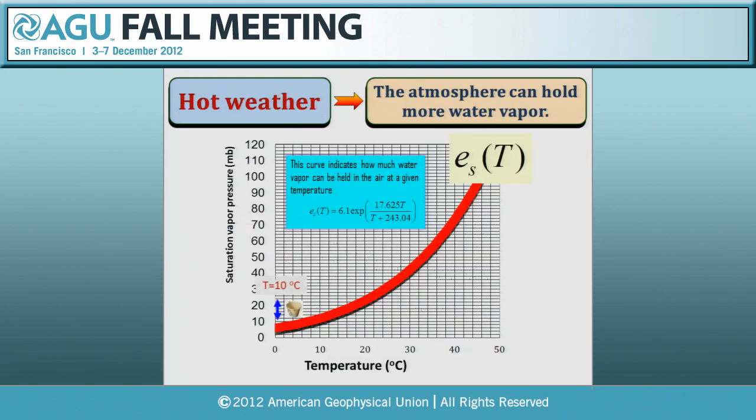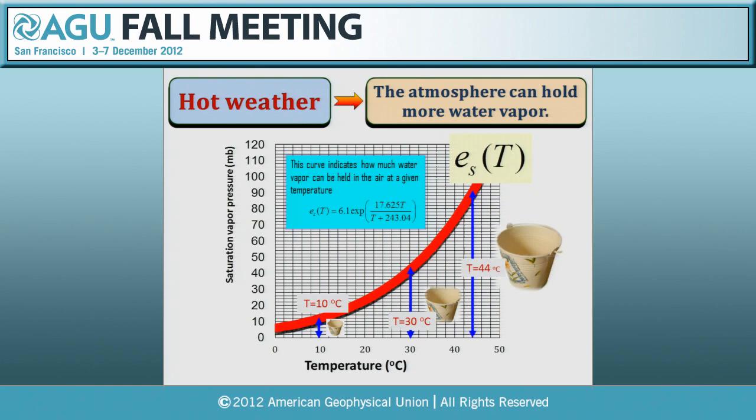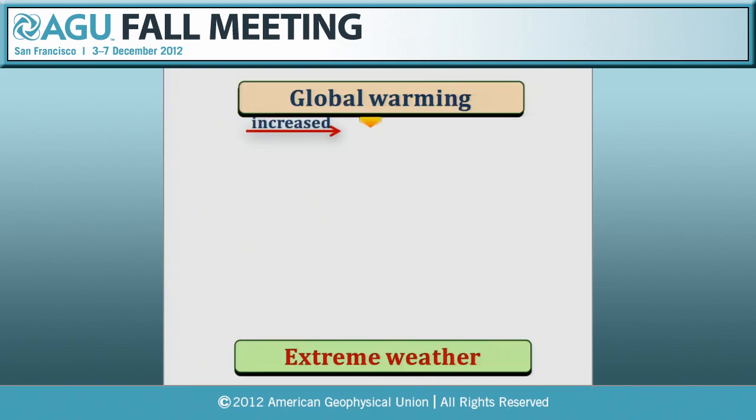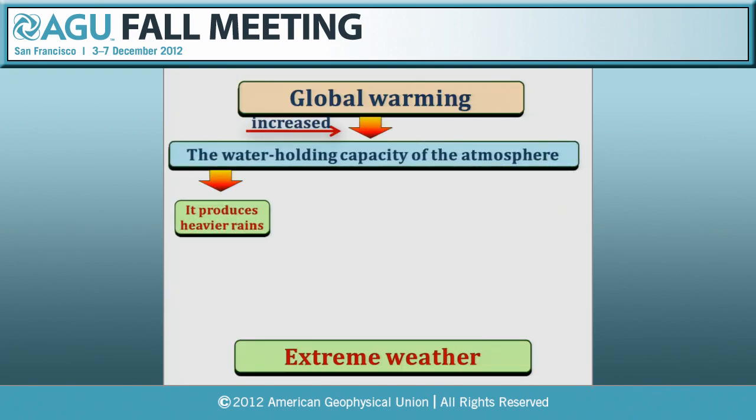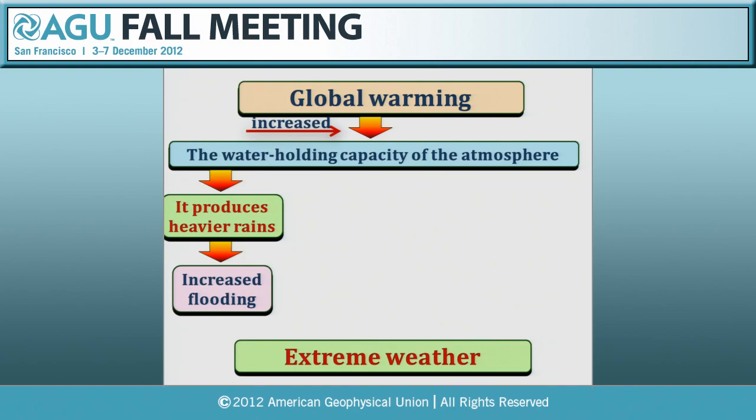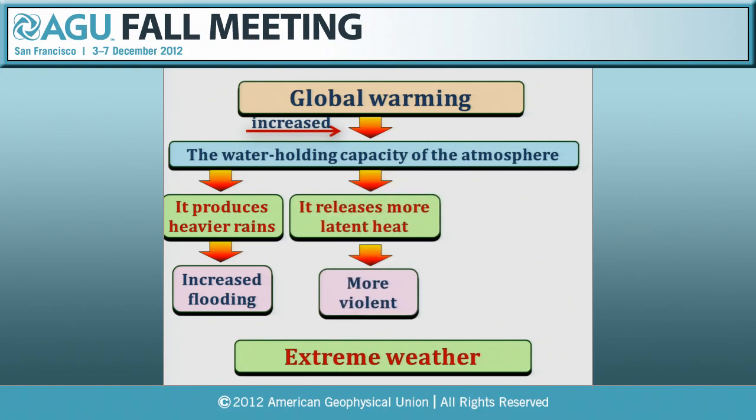So the atmosphere can hold more water vapor in hot weather. It's just like a large bucket can hold and dump more water. So hot weather, a warming climate, has a potential to produce heavy rain that increases flooding. And also, the more water vapor condensed into liquid water, the more latent heat is released. So the weather becomes more violent.